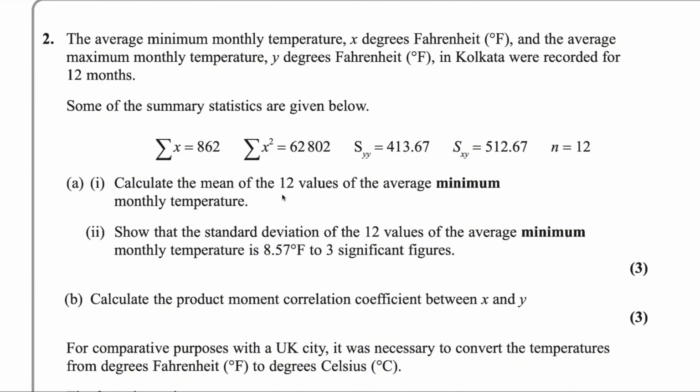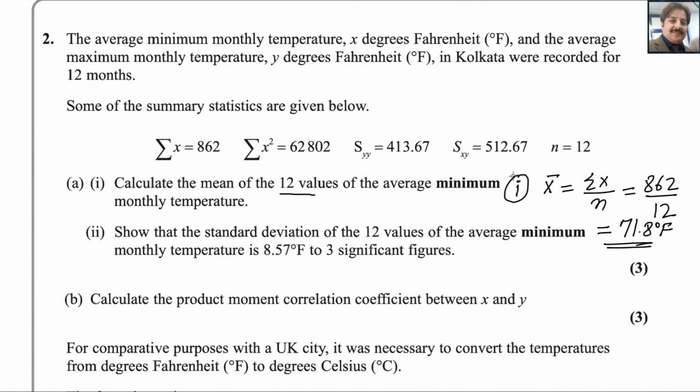To find the mean minimum temperature, we know the formula for the mean. The first part is very easy. The formula of the mean is x bar equals sum of x divided by n. Substitute the values: sum of x is 862 divided by 12. To three significant figures this is 71.8 degrees Fahrenheit. So this will be the answer for the first part.